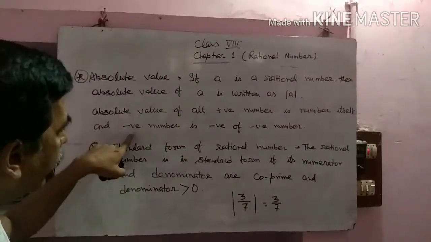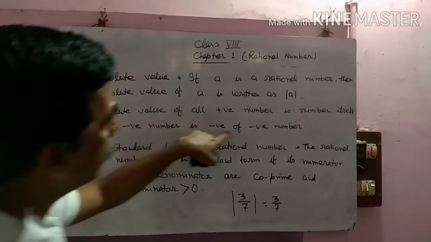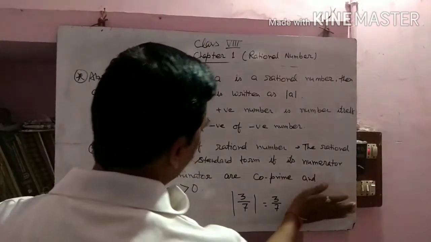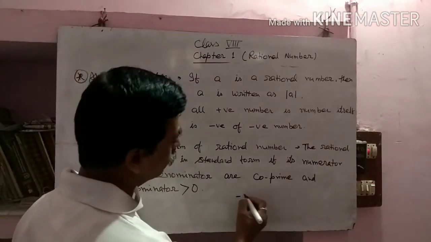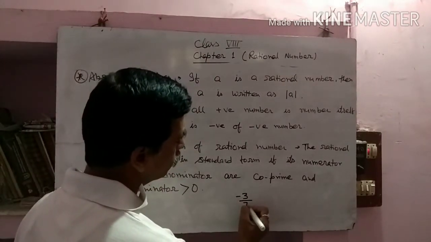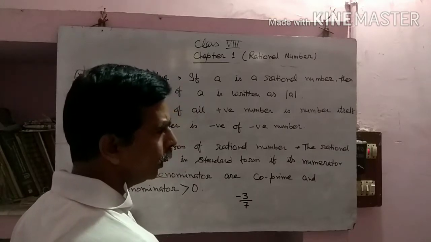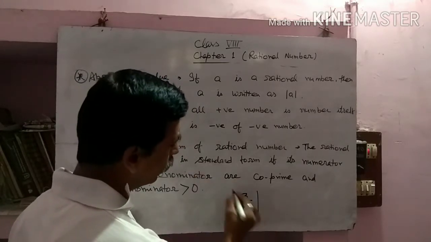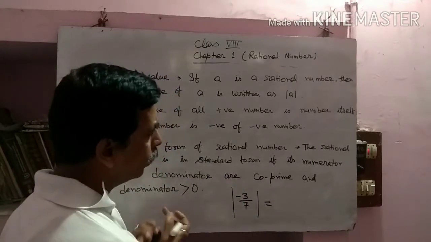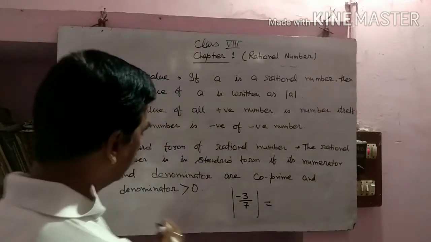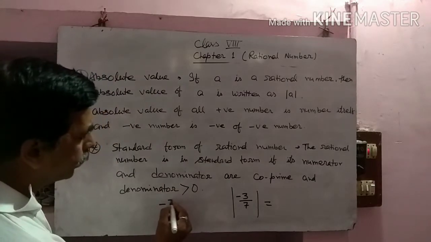But for a negative number, it is the negative of the negative number. Okay, the negative of the negative number. Suppose the number is negative 3 by 7. Okay, so if it is written like this, to find its absolute value, what will we do? The negative of the negative number means we have to write it like this, 3 by 7.